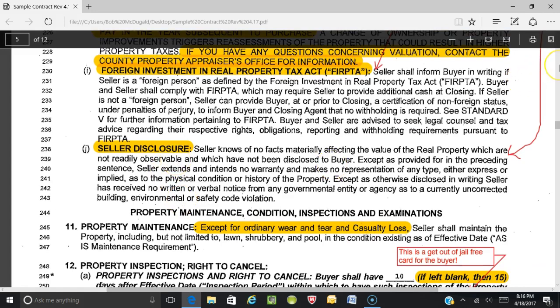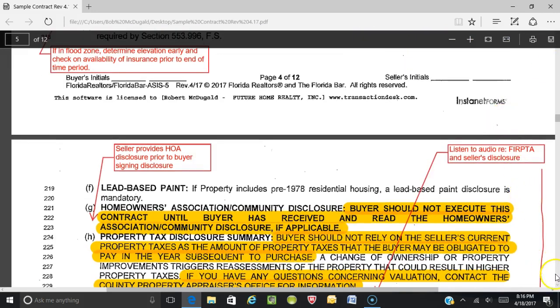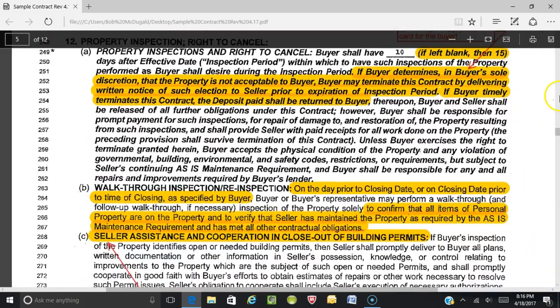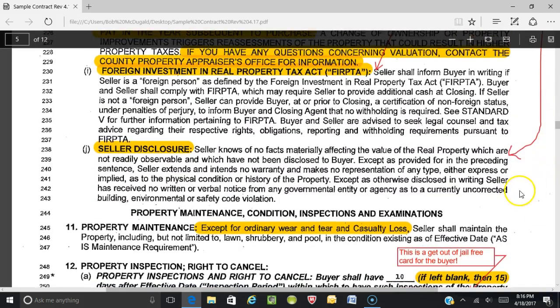And then finally, the seller's disclosure, J. I said, again, my notes up here say listen to about FIRPTA and also the seller's disclosure. Here's the deal on J with a seller's disclosure. All a seller's disclosure is a chance for the sellers to let us know what they know about a property. Seller knows of no facts materially affecting the value of the real property which are not readily observable, which have not been disclosed to the buyer.